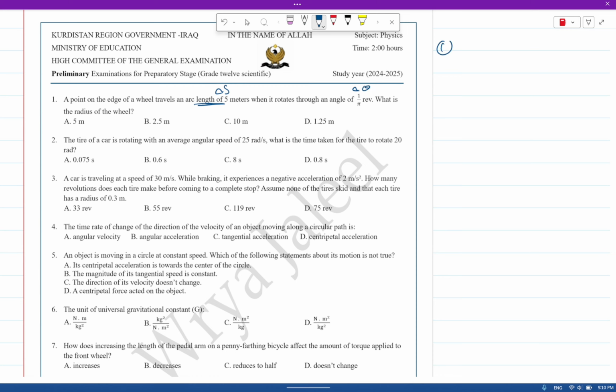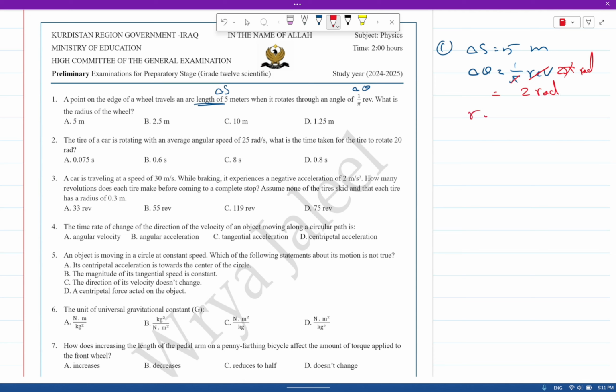So for the first question, we can say the arc length is 5 meters. Delta theta is 1 over pi rev. But look, rev needs to be converted. Each rev is 2 pi radians. Pi and pi cancel out. So we can say delta theta will be 2 radians here.